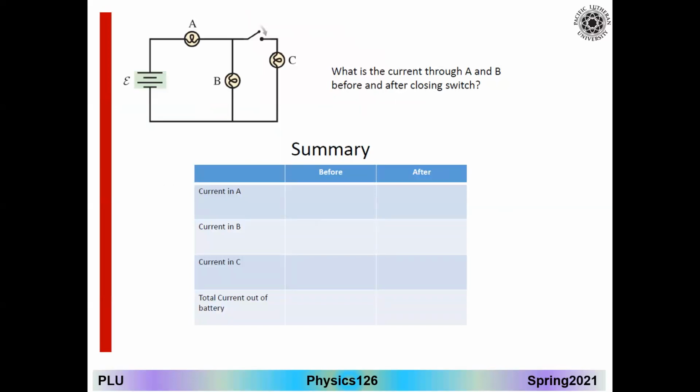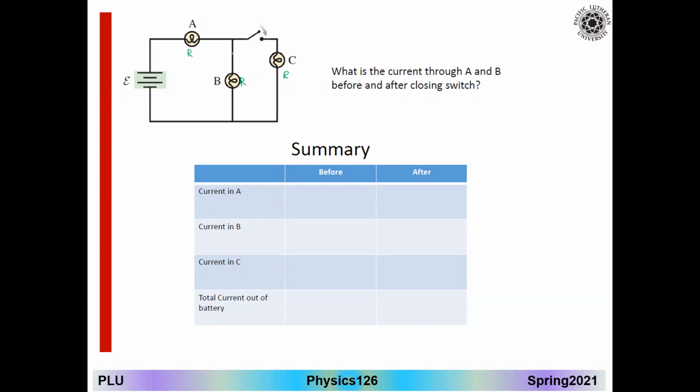Let's move to the second one. Second example. You are asked to write down the summary for the circuit or for the light bulbs based on the current before and after we close the switch. So again, those three bulbs are equal. Let's assume their resistors are R, just to make it easy. So they are equal. Let's go for the first one.